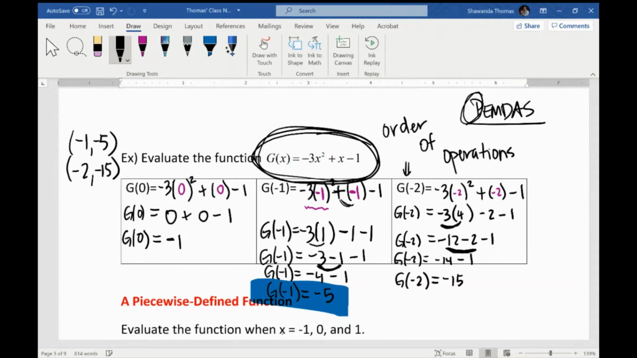Someone other than Maurice and Zoe. Tell me another point that's on the graph. 0 and -1. 0 and -1.